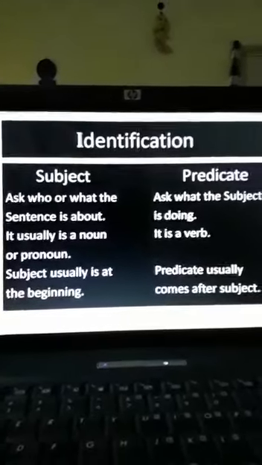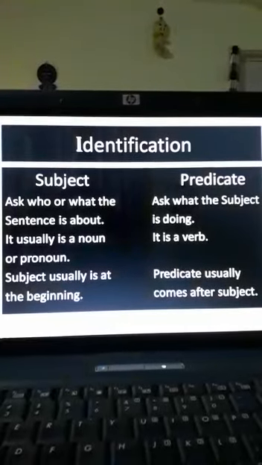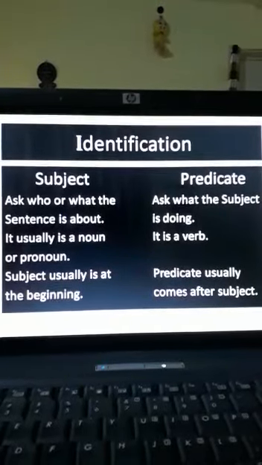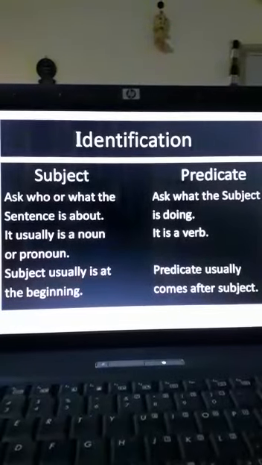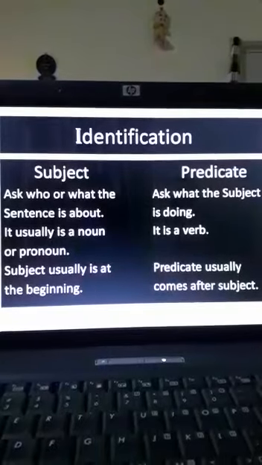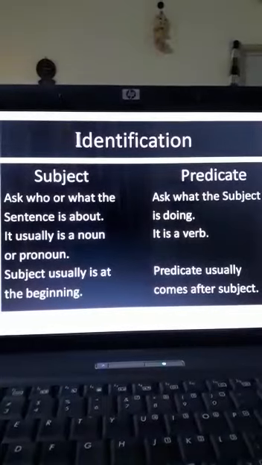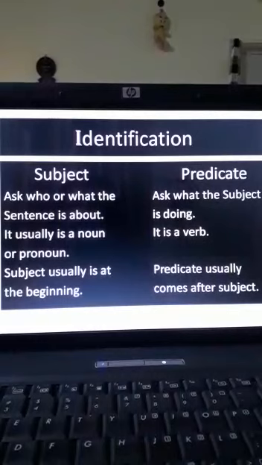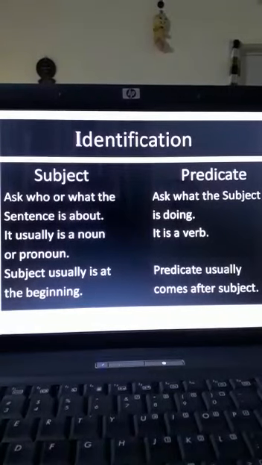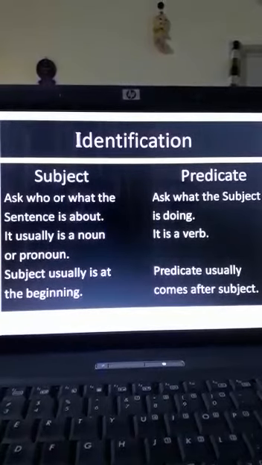Now let's identify how a predicate can be judged. Predicate always speaks about what the subject is doing. So, you have to put a question to yourself: what is the subject performing or doing? It is nothing but the verb of the sentence. And as you see in the example which I gave you, the sun is rising, the predicate is coming after the subject.